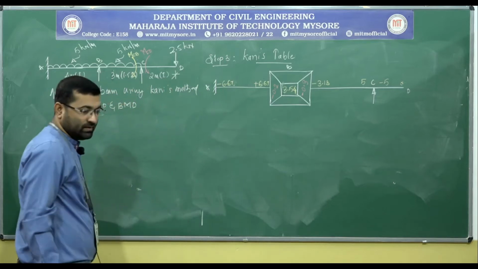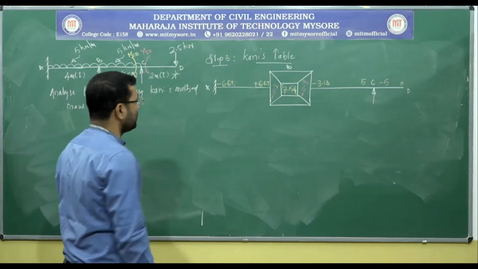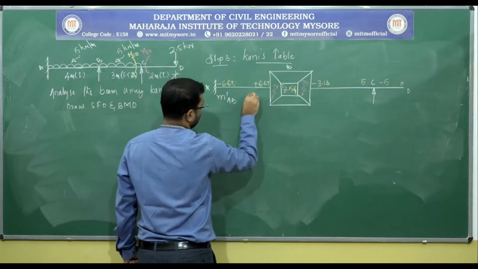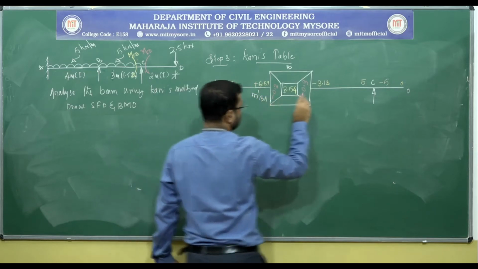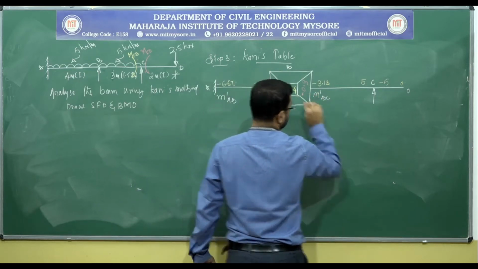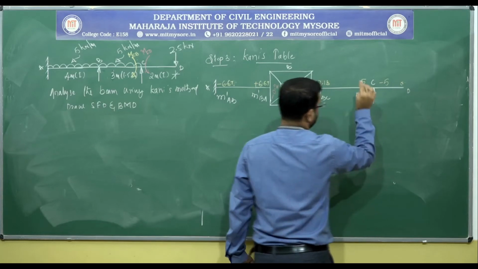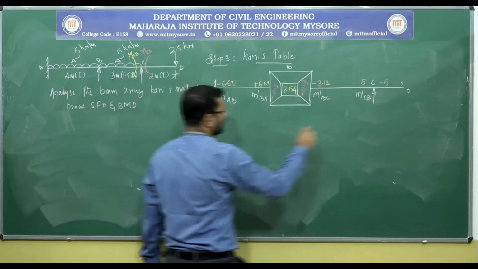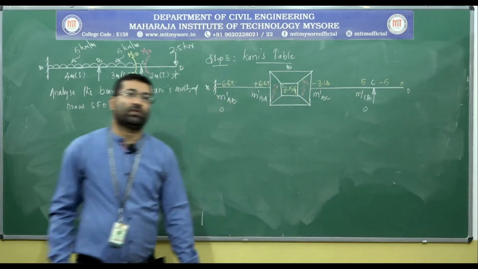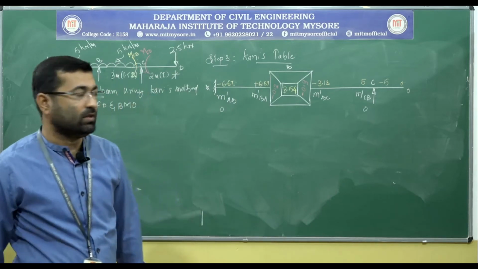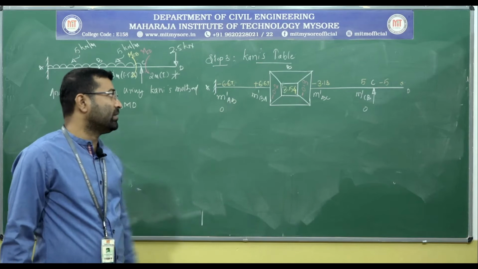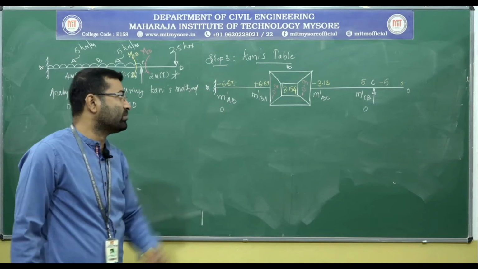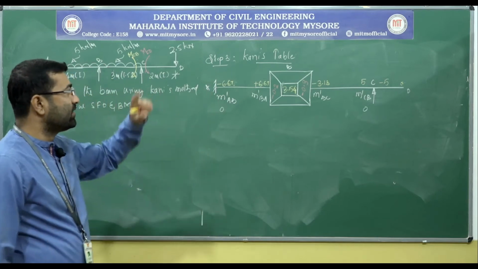Once we do that, the next duty is to calculate the rotation contributions, that is m dash AB, m dash BA, m dash BC, m dash CB. But as per Kani's method, we are not calculating the rotation contributions for the end supports. It means straight away m dash AB and m dash CB are 0. So here we need to calculate only m dash BA and m dash BC, that is for the joint B.